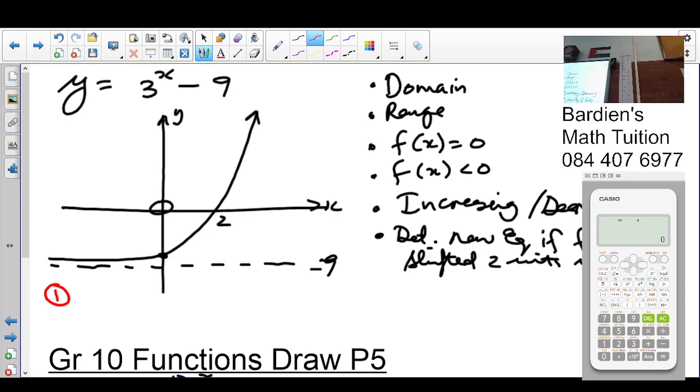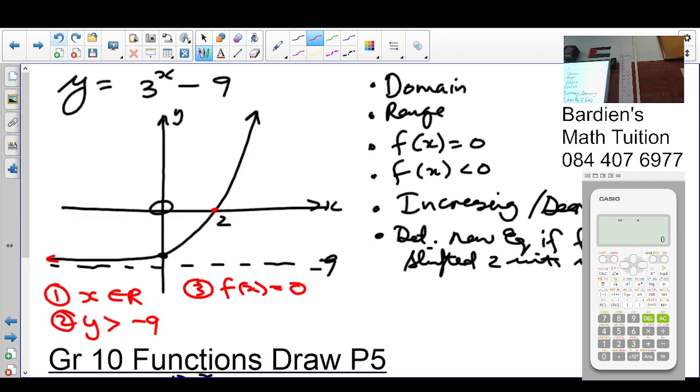Domain, as you can see, is going negative infinity to positive infinity. So x is an element of real numbers. The range, all possible y values. Does this graph exist at negative infinity on your y? No. It exists from -9 onwards. So y has to be more than -9. Can it be equal to -9? Why not? It's an asymptote. It doesn't touch.